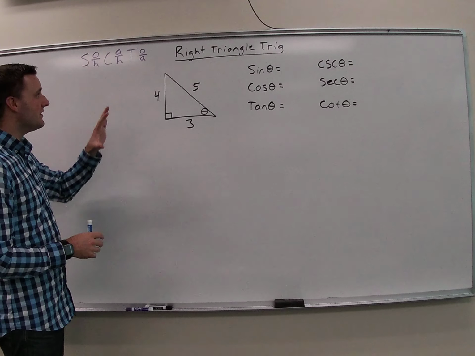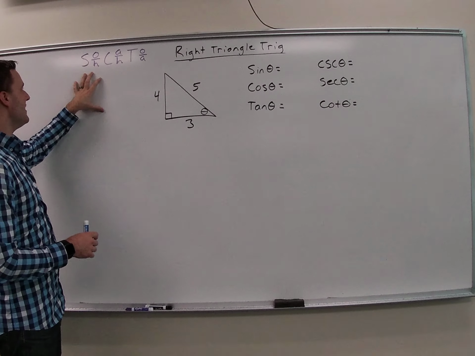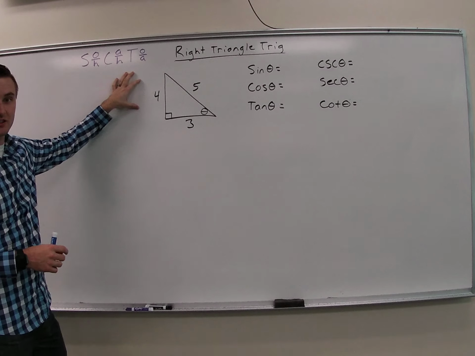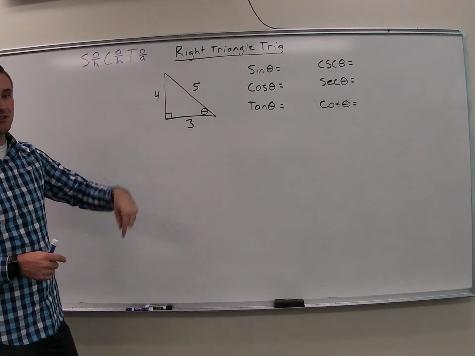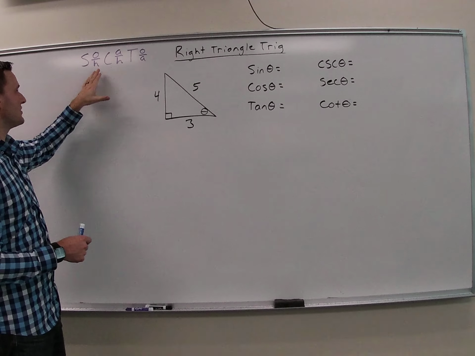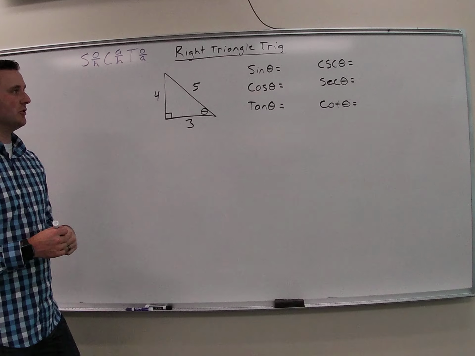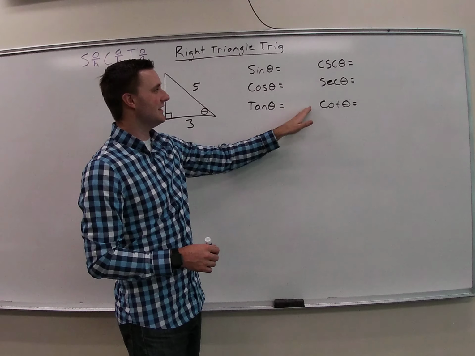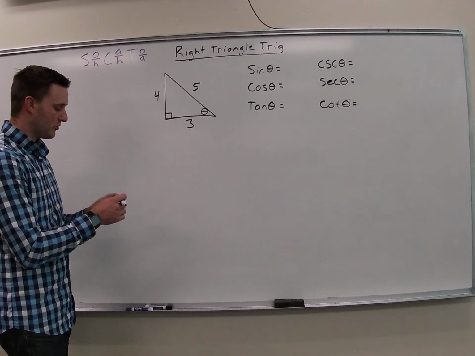All right, so with right triangle trig, we have talked about sine, cosine, and tangent, but there are actually three other trig functions which would be the reciprocal of these, so we'll talk about those. Those are called cosecant, secant, and cotangent. So let's do a quick run through.